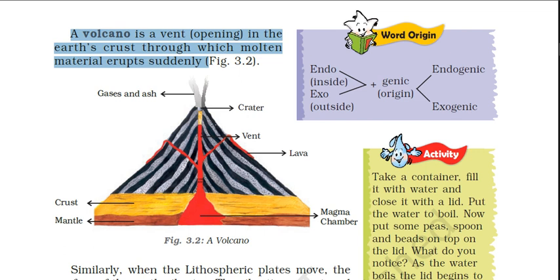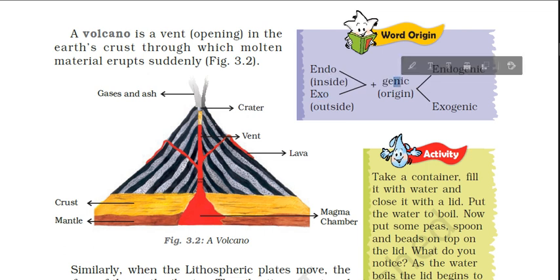This is the word origin of endo and exo. Endo is inside and exo is outside. Genic means origin. Endo and genic became endogenic, and exo and genic become exogenic.